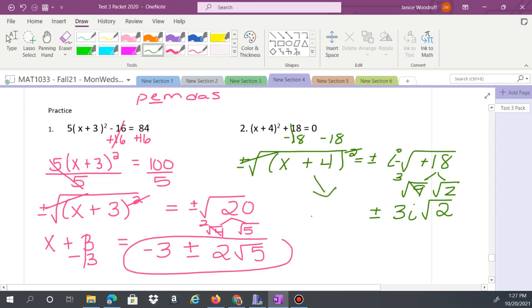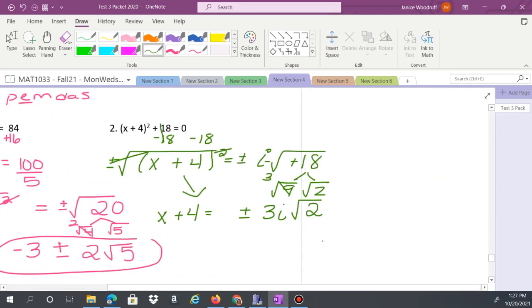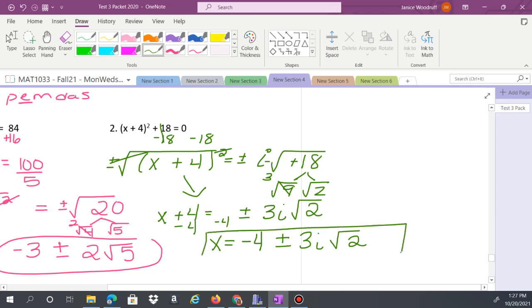Now I bring down this part, x plus 4. And then move this over here. I'm going to take the 4, subtract it, put that right in front here. So this is going to be x equals -4 plus or minus 3i root 2. Anybody have any questions on either of those two problems? All right.